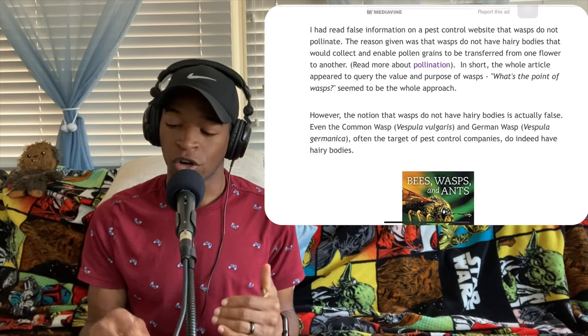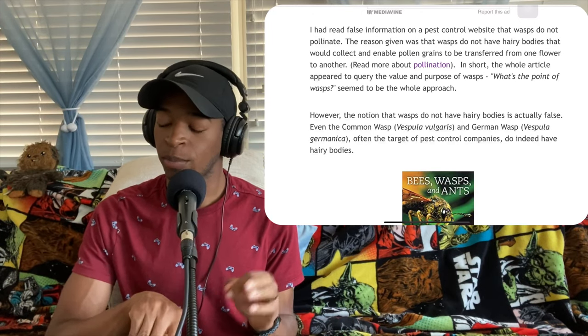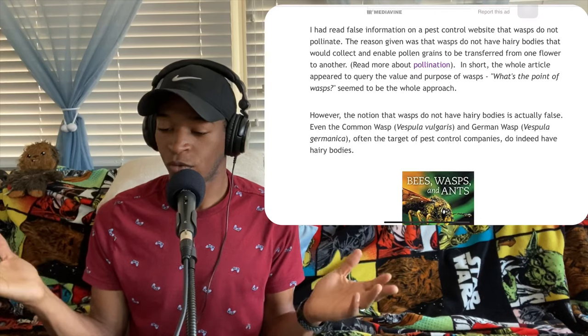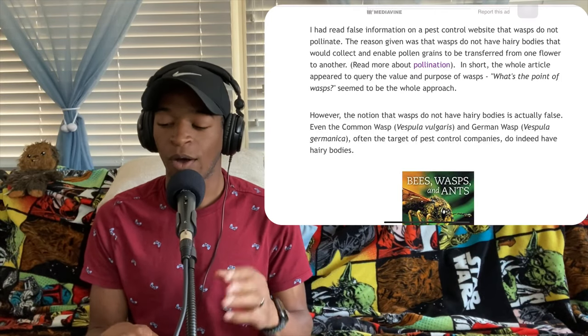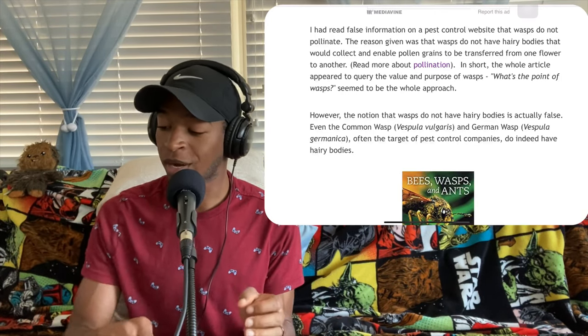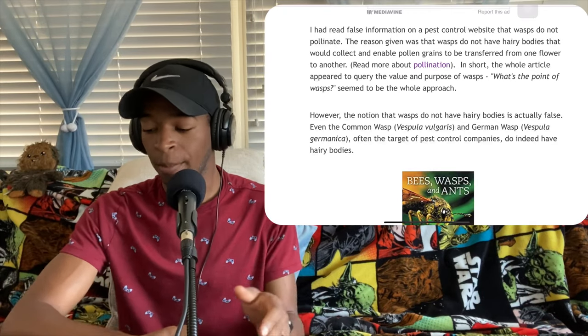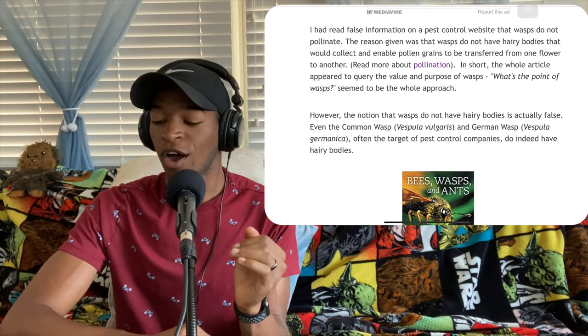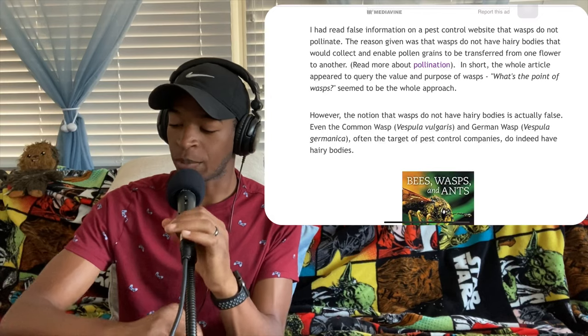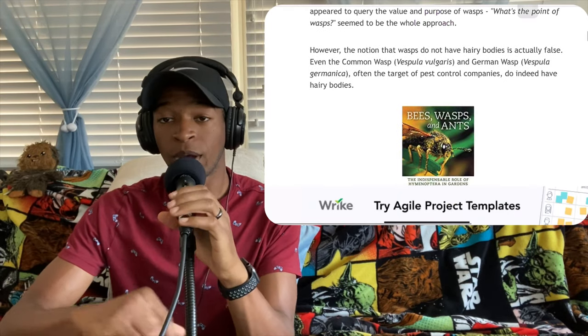In short, the whole article appeared to query the value and purpose of wasps. What's the point of wasps? Seemed to be the whole approach. However, the notion that wasps do not have hairy bodies is actually false. Even the common wasp and German wasp, often targets of pest control companies, do indeed have hairy bodies.